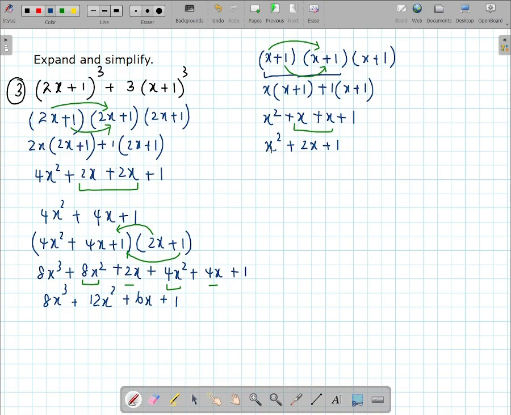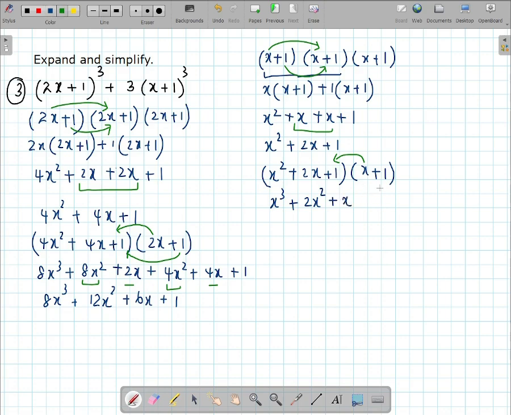Then I'm going to multiply this answer by x plus 1. x to the power 2 plus 2x plus 1 multiplied by x plus 1. That means entire bracket I multiply by x. x times x to the power 2, that is x to the power 3. x times 2x, 2x squared. x times 1, that is x.